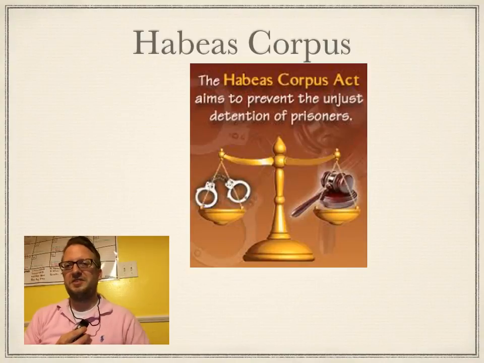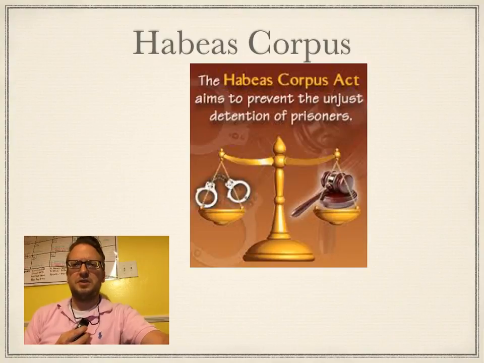Now, another thing that makes our country great is something called habeas corpus. Now, habeas corpus is Latin. It roughly translates to living body. But habeas corpus is the whole idea to prevent the detention of prisoners. It basically means that if you're ever accused of a crime, you go through this living body thing. You have to go to a court. They have to try you, things like that.